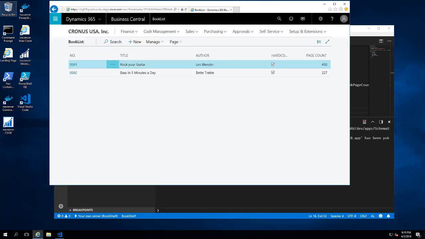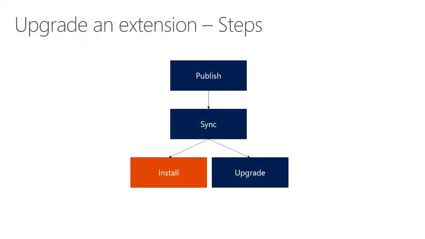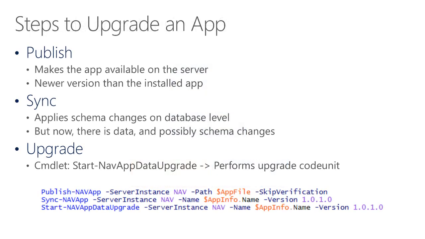So let's go back to the presentation. The next step is upgrade an extension. And like I said before, the same steps are available. There's a publish step, there's a sync step, and instead of an install step, there's an upgrade step. Again, the publish step makes the app available on the server, so a newer version than the installed app. And then the sync step applies the schema changes on the database level.